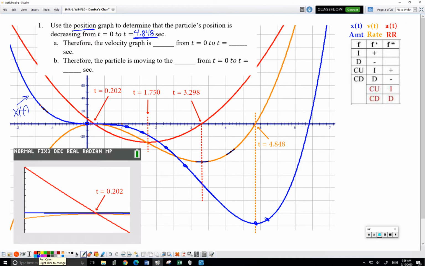So don't just answer the questions. Make sure you're paying attention to how the graphs correspond to one another.